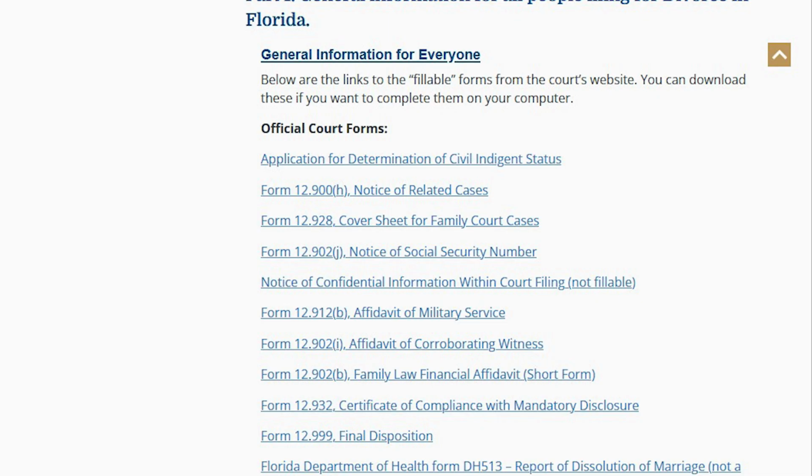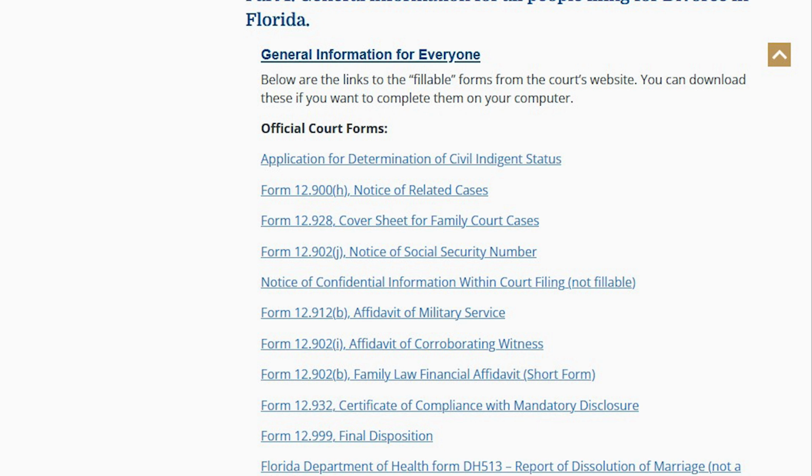Welcome to Packet 1. This packet that we're going to go over is required for all the people that are filing for divorce in the state of Florida, whether you have property, children, or no property or no children. And these are the forms that are required by statute.